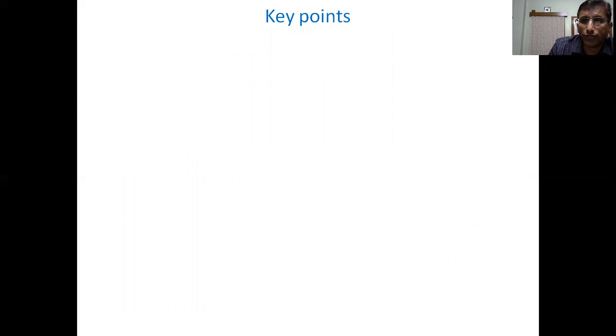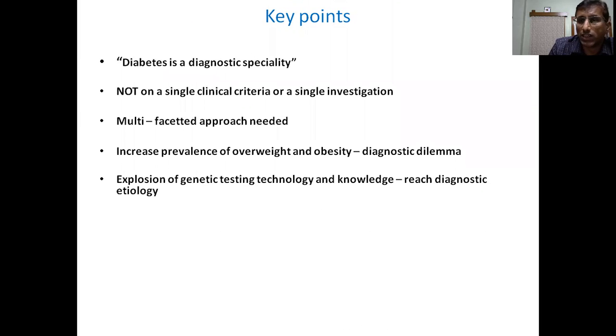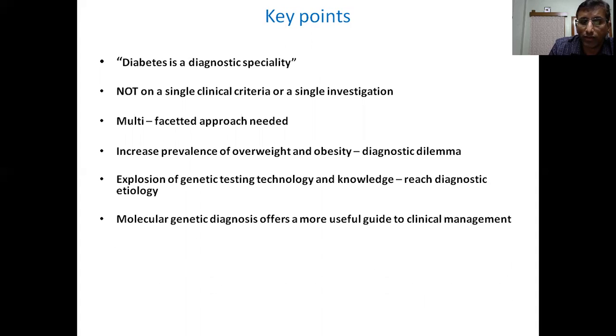So the key points for my talk today: diabetes is a diagnostic specialty. Not a single clinical criterion or a single investigation might differentiate all the subtypes of diabetes. Sometimes we have to use a multifaceted approach. Increased prevalence of overweight and obesity is increasing the diagnostic dilemma in type 1 and type 2. Explosion of genetic testing technology and knowledge is helping to reach a diagnostic etiology in some of these cases. And genetic diagnosis is a more useful guide to our clinical management, as shown in a couple of our cases.